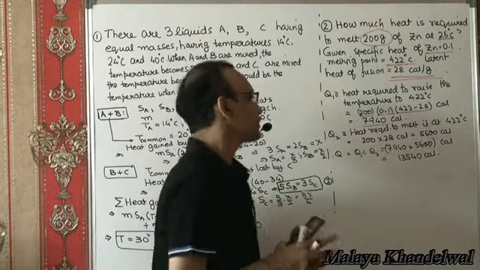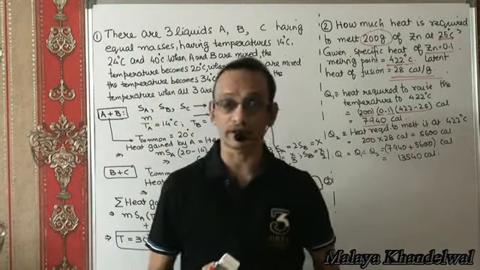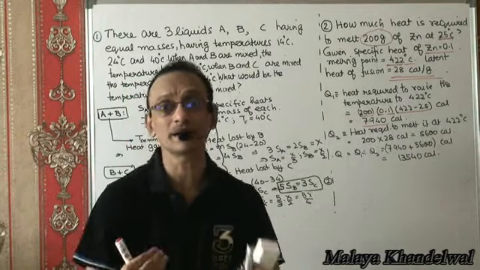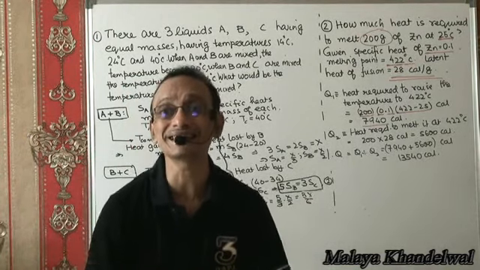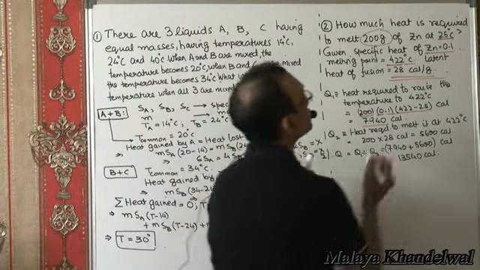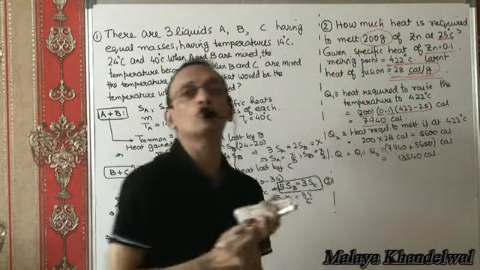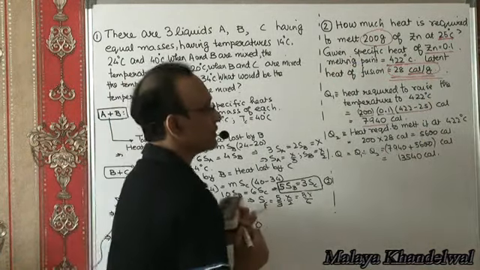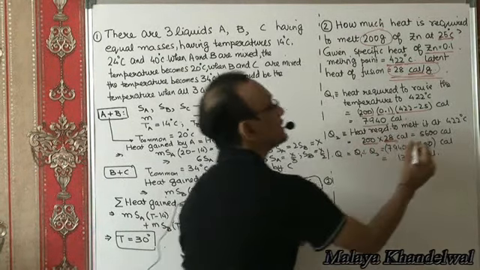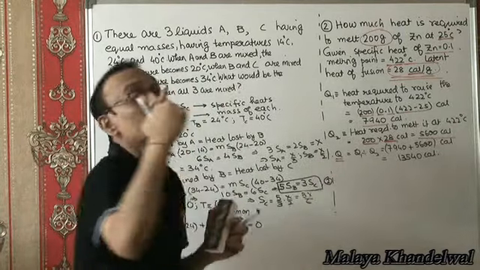The second one: what is the heat required to then melt it at 422 degrees centigrade? Once you bring it to its melting point, there will be no more sensible heat. The heat provided would be latent heat, right? L is the latent heat of fusion, these many calories per gram at 422 degrees centigrade. So the latent heat required would be mass into L, which makes it 5,600 calories.